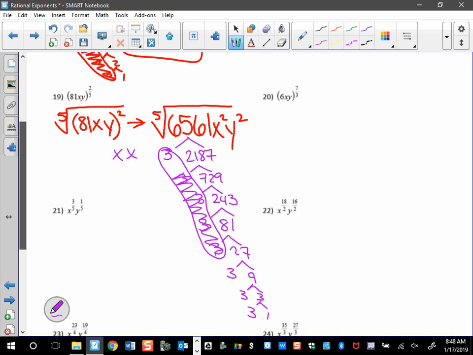How about my x's? Can I make a group of 5? How about my y's? Can I make a group of 5? Okay, so what would my final answer be on this one? 3, fifth root, 27, because 3 times 3 times 3. X squared, y squared.